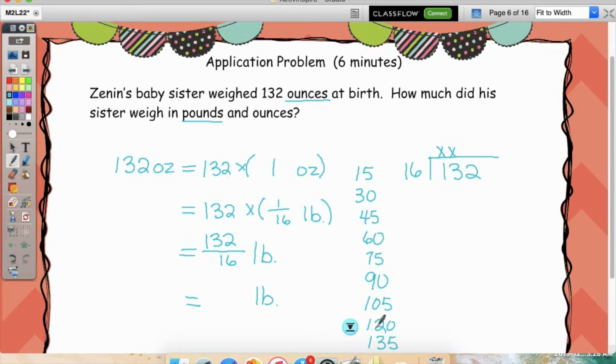That's quite a ways away from 132. Let's try an 8. So 16 times 8. Did that work? Is 128 less than 132, Valerie? Yes, so it works. Okay. And it's pretty close, isn't it? Now when you subtract, there's regrouping.